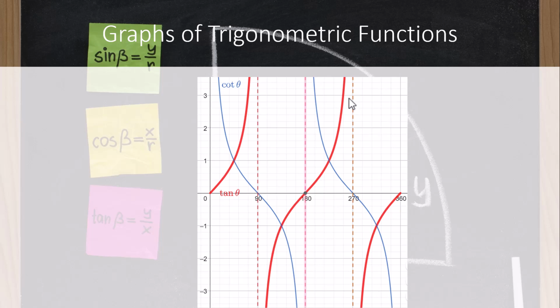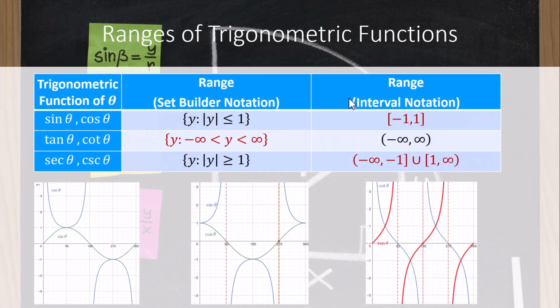So from there, we can actually write down the range of all of our trig functions in either set builder notation or interval notation. Now, interval notation is probably familiar to you if you've taken 115 or 114 with myself or one of my colleagues. Set builder notation is a little different, but this is what it says.